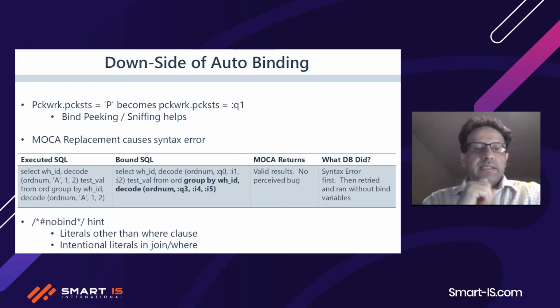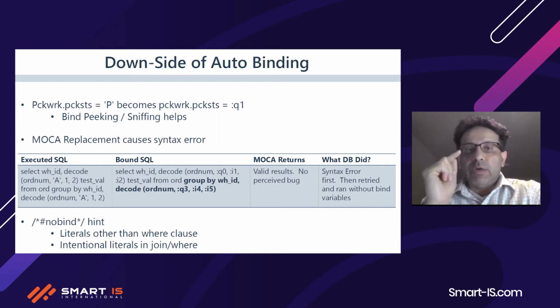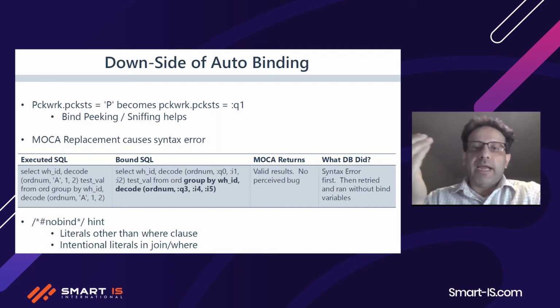So just imagine this select statement that I have there. What Moca does is a very blind substitution. It would end up replacing our decode statement in the order by also with bind variables, because that's what it does. It just looks at the literals in your SQL statements and replaces them. In that case, Moca would first try it with the bind variables, and it would fail because that's an invalid SQL statement. And then Moca would retry it, but at that time it would not have bind variables in it.